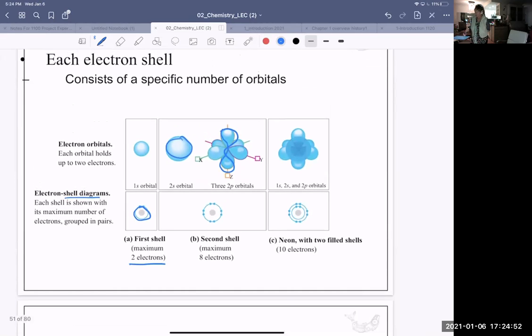So the first shell can only hold 2 electrons. And after that, it can hold 8 electrons. So atoms, I should write this down perhaps. Atoms with the same number of valence electrons have similar chemical behavior.